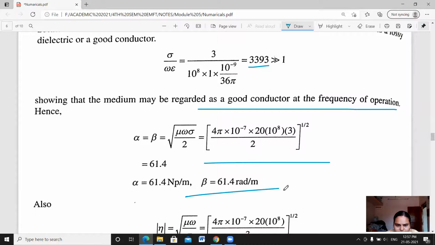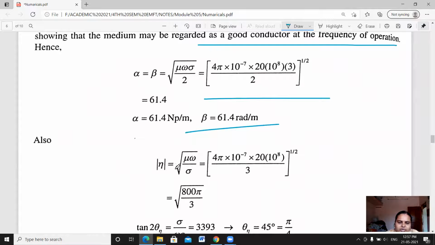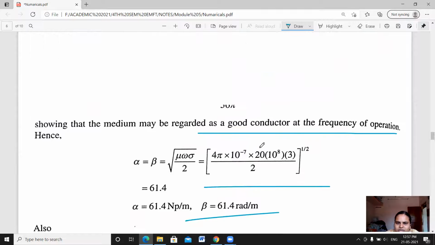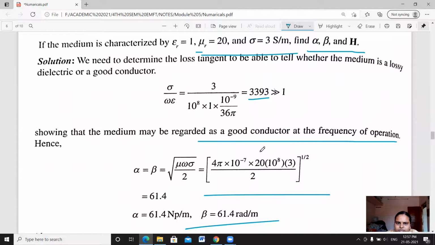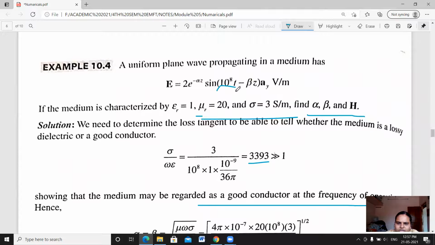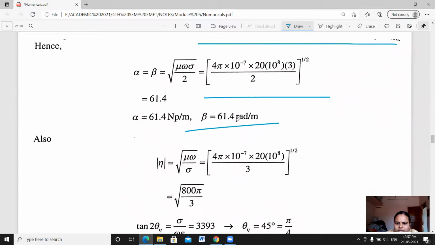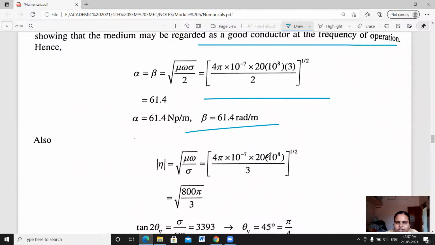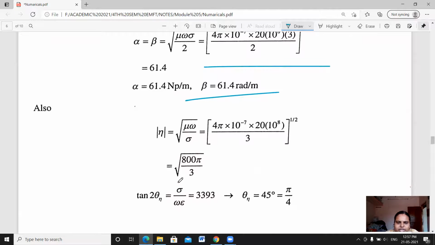and beta also going to be 61.4 radians per meter. Then mod of eta is going to be square root of mu omega divided by sigma, that is nothing but 4 pi into 10 raised to minus 7, omega is 10 raised to 8 only. What is given? Just we are writing it: 20 into 10 raised to 8 divided by sigma, which is given already, 3, power 1 by 2. Then if you calculate, you'll be getting square root of 800 pi divided by 3.